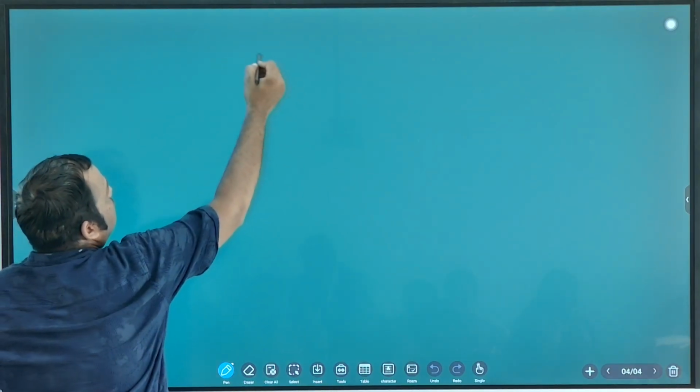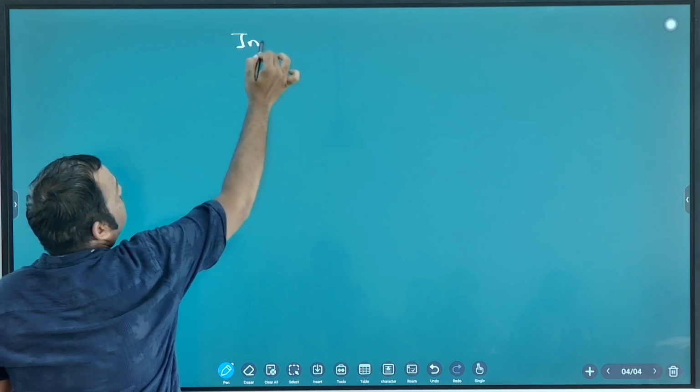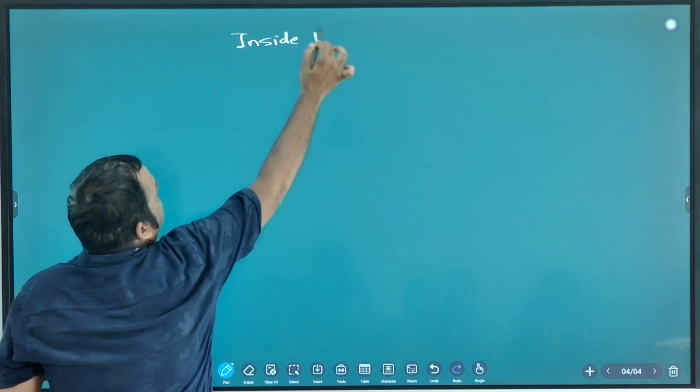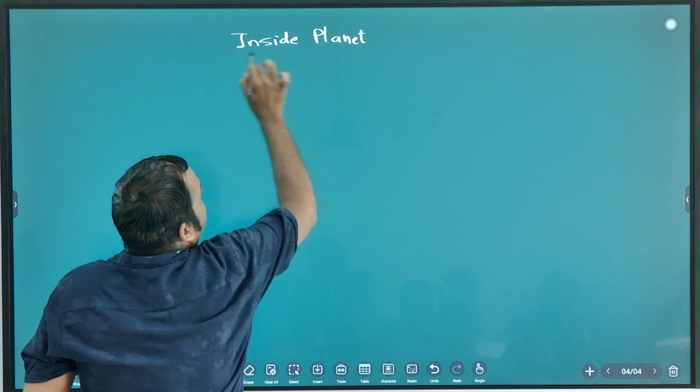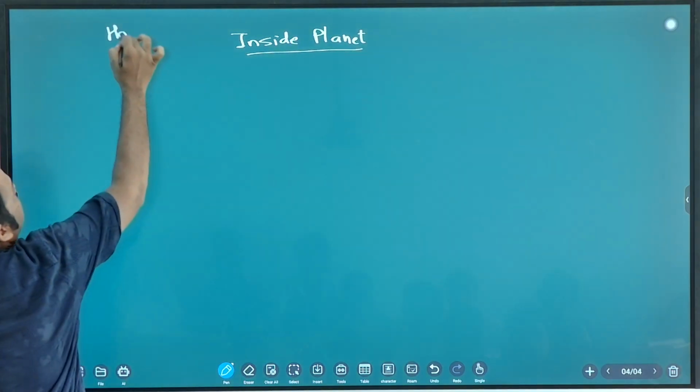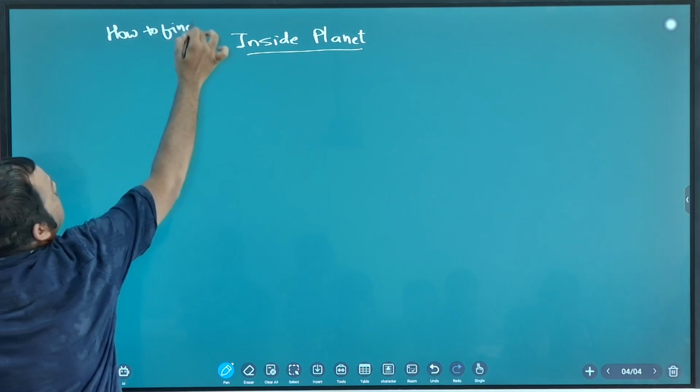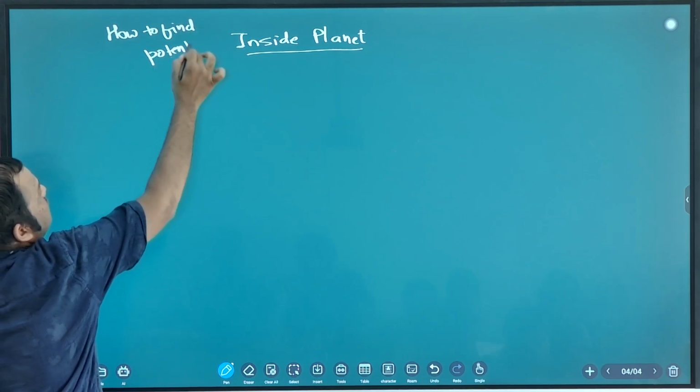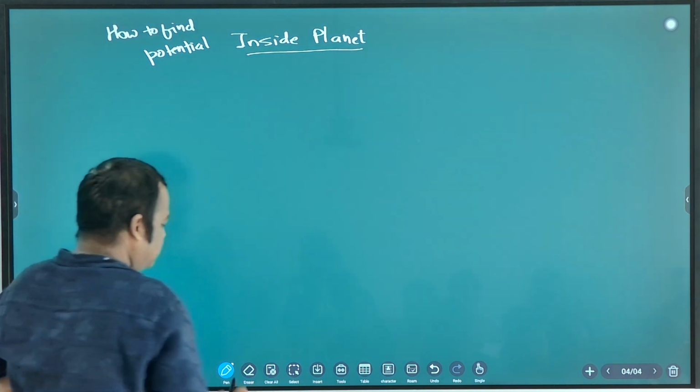So inside a planet, how to find the potential? How to find the potential inside a planet?